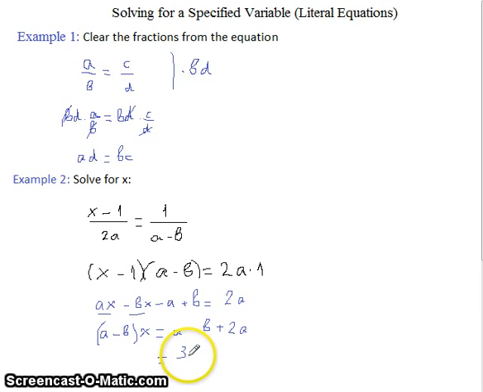On the left side, we have 1x term. So to solve for x, we need to divide both sides of the equation by the coefficient of x, which in this case is a minus b. We assume that a minus b is a non-zero expression. So x will be, I'll write it here, x will be 3a minus b over a minus b. And this is the solution of the problem.